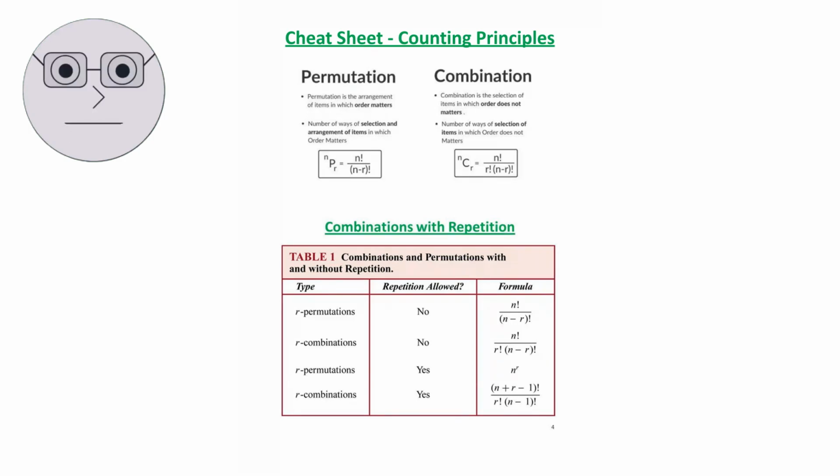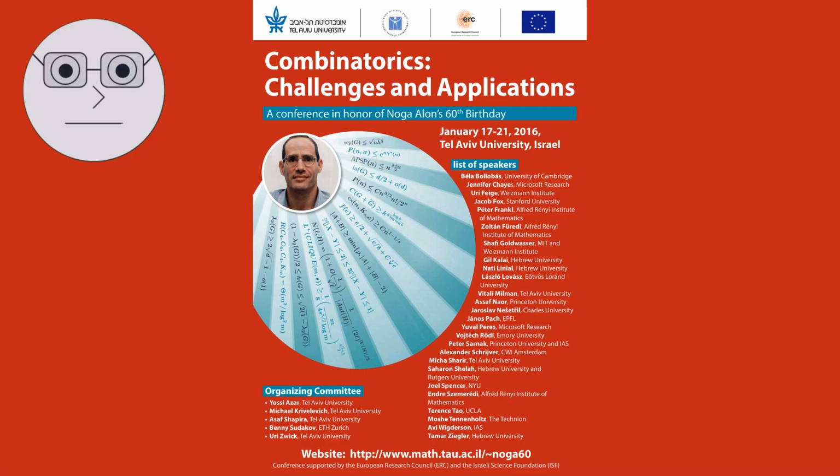Combinatorics is divided into 2 main areas, permutation and combination. Permutation deals with the arrangement of objects in a specific order, while combination deals with the selection of objects without regard to order. The importance of combinatorics lies in its applications in various fields.